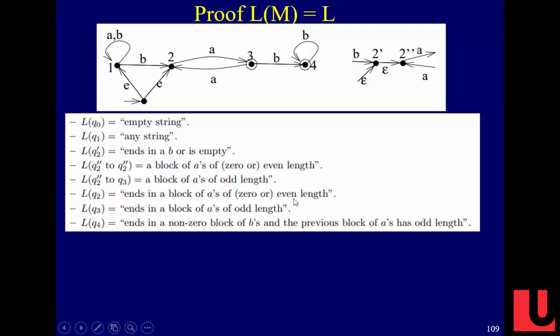So we got a block to end, right? But we want to go over to 3. So 3 is a little easier. Anything that gets to 3 ends in a block of A's, and it has an odd number of A's. Everybody buy that? That's 3. And now what about 4? Well, what do we add on? We add on at least one B. So if you go over to 4, it ends in a non-zero block of B's, but the previous block of A's has an odd length. Everybody getting this?